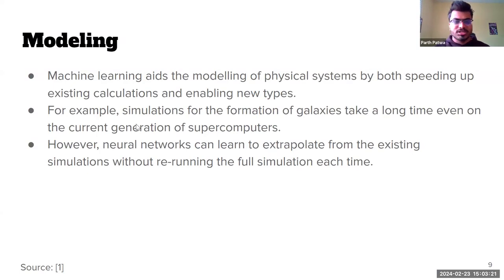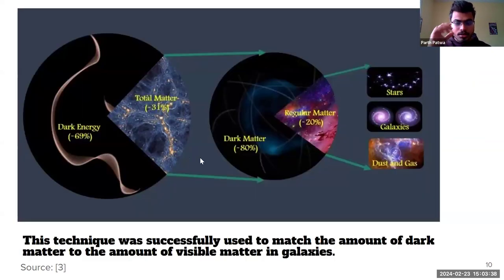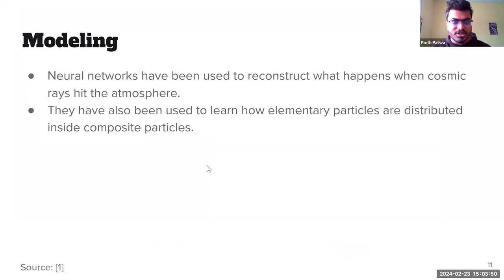Another use is modeling, where, for example, we are using machine learning to simulate the formation of galaxies, which with traditional methods takes supercomputers and is not feasible. So researchers used machine learning based techniques to successfully match the amount of dark matter to the amount of visible matter in galaxies, which otherwise would have needed supercomputers.